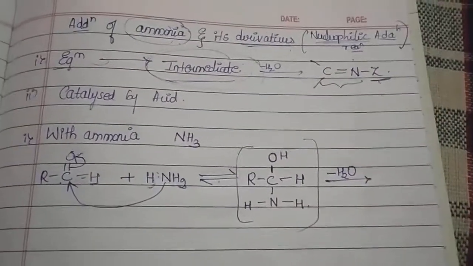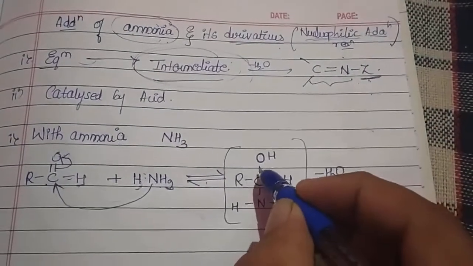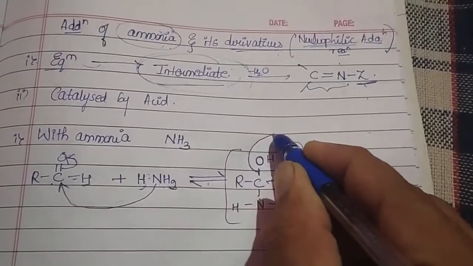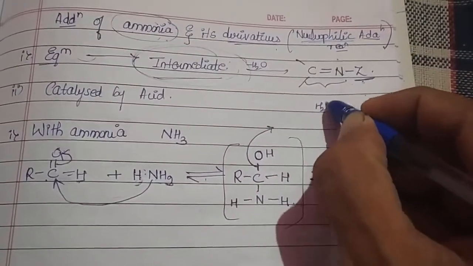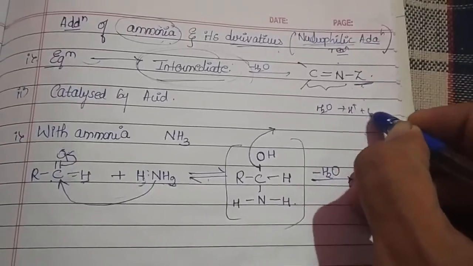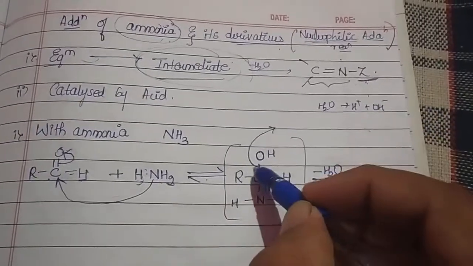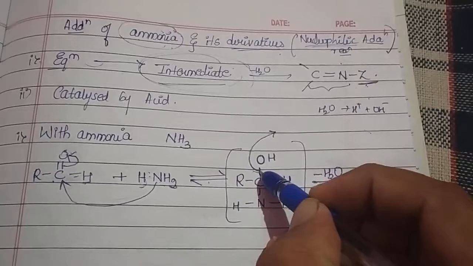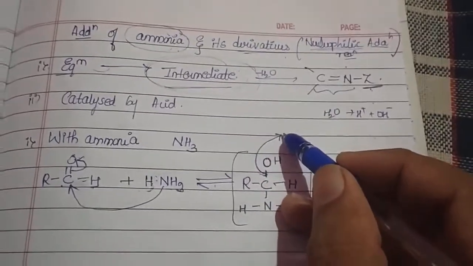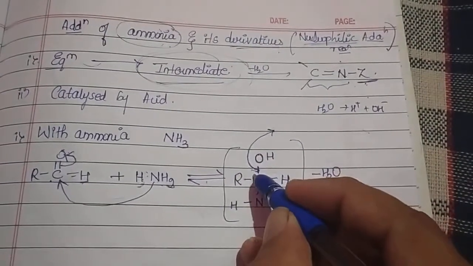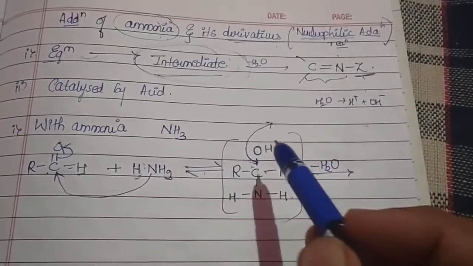Now the question arises, from where does the water go? Remember, now OH is going out as OH minus. H2O means it is in the form of H plus plus OH minus. So OH is going out. Along with it, it is also taking its electrons. So what came on the carbon? A positive charge came. So then it became unstable.